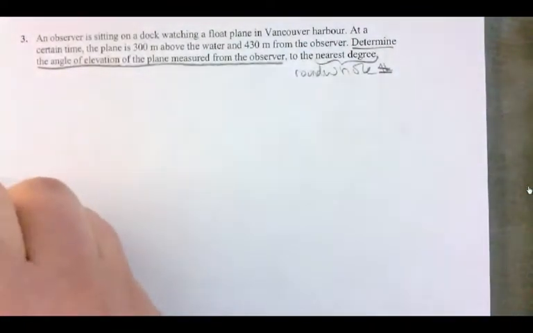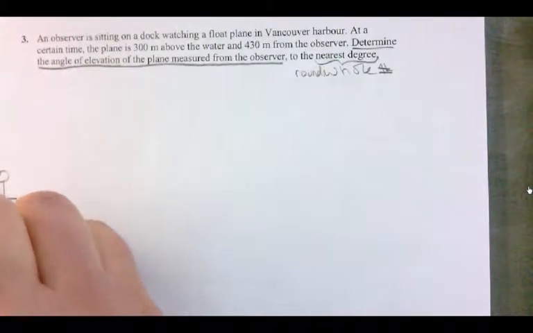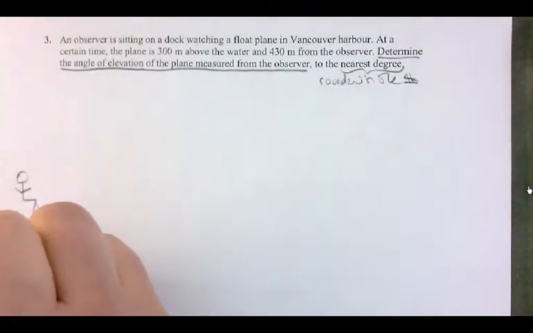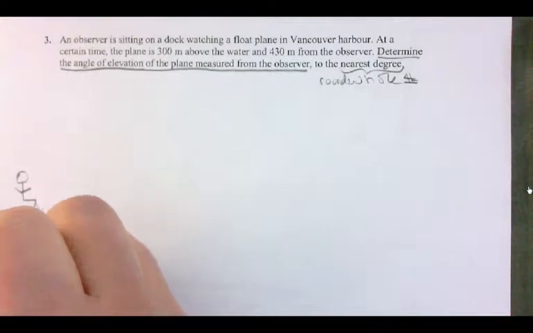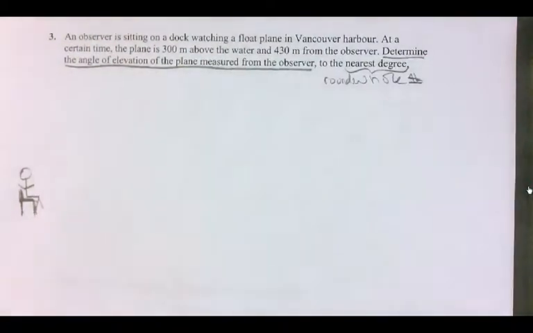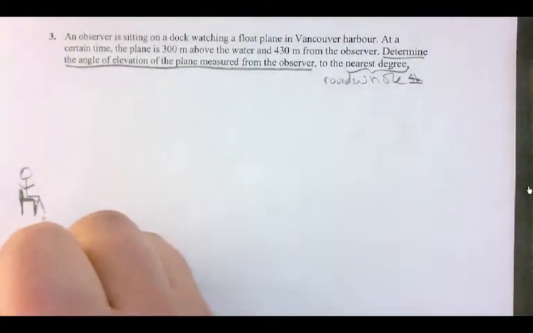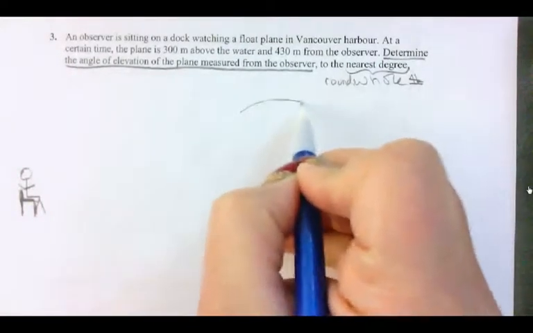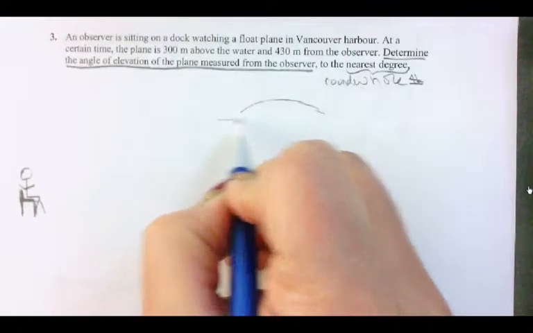So I've got an observer. This is my observer sitting on a bench. There's no bench, he's just sitting. Maybe he's just squatting. Okay, let's give him a bench. Side view of a bench, he's sitting on the bench. His feet aren't touching the ground, okay, now they are. So he's watching a plane. So there's a plane here. Let's draw our plane.